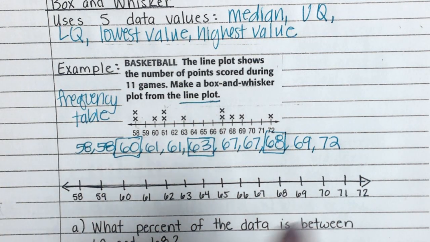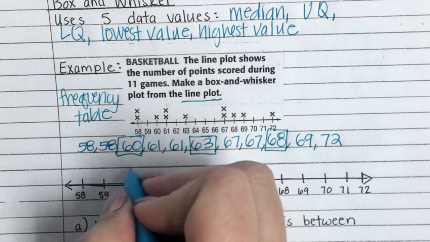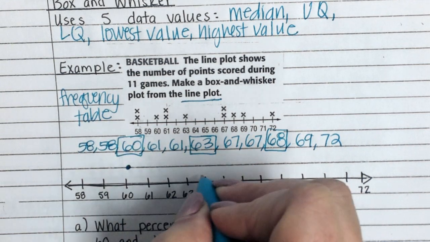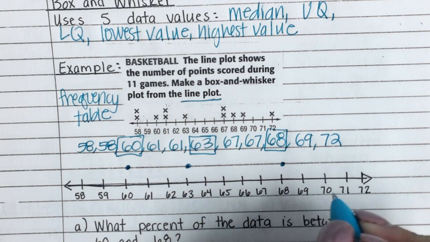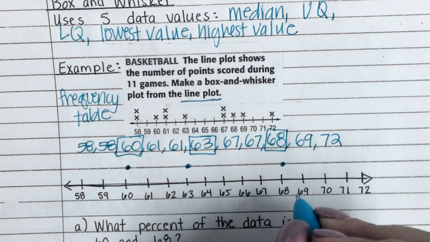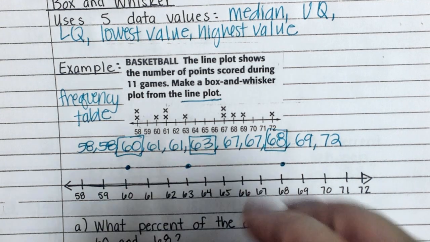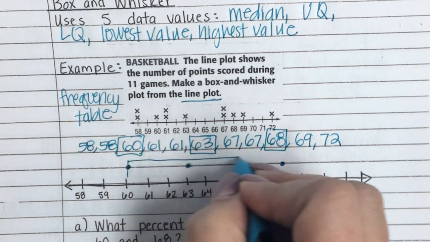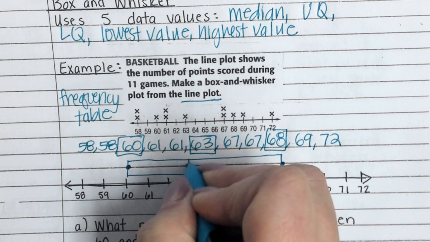Your box is going to represent 50% of your data. It's going to represent the large middle chunk of your data. And we're going to do that by using our lower quartile, median, and upper quartile. So we're going to put a dot above, not on, but above 60, 63, and 68, above the number line. So then we're going to box those in. And then we're going to draw a line through our median.